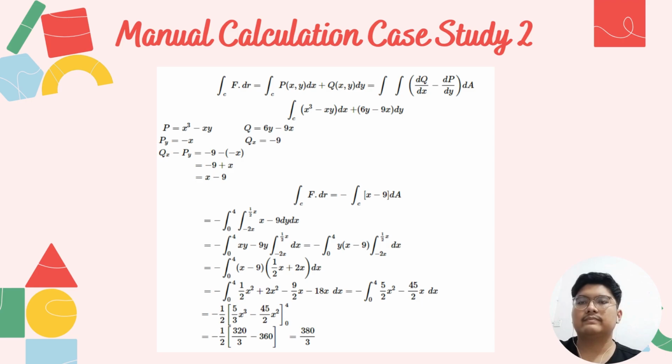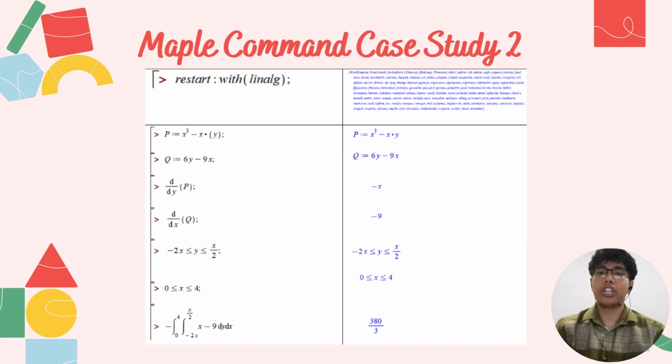Alright, now for the Maple coding, first we need to restart with linear algebra, and then we want to declare variable P, which is x to the power of 3 minus xy, and then Q is 6y minus 9x. Then we want to differentiate P with respect to y, and you will get negative x. Meanwhile, when you differentiate Q with respect to x, you will get negative 9.